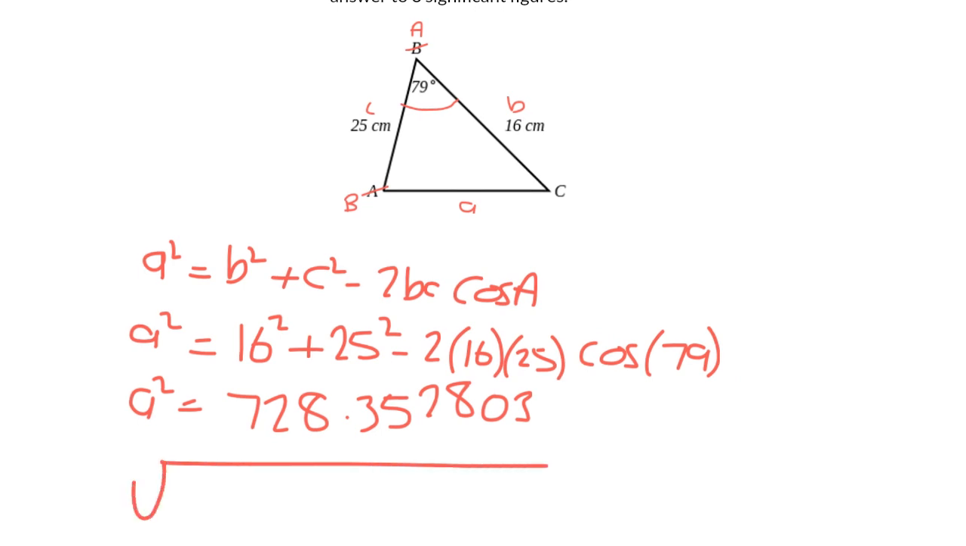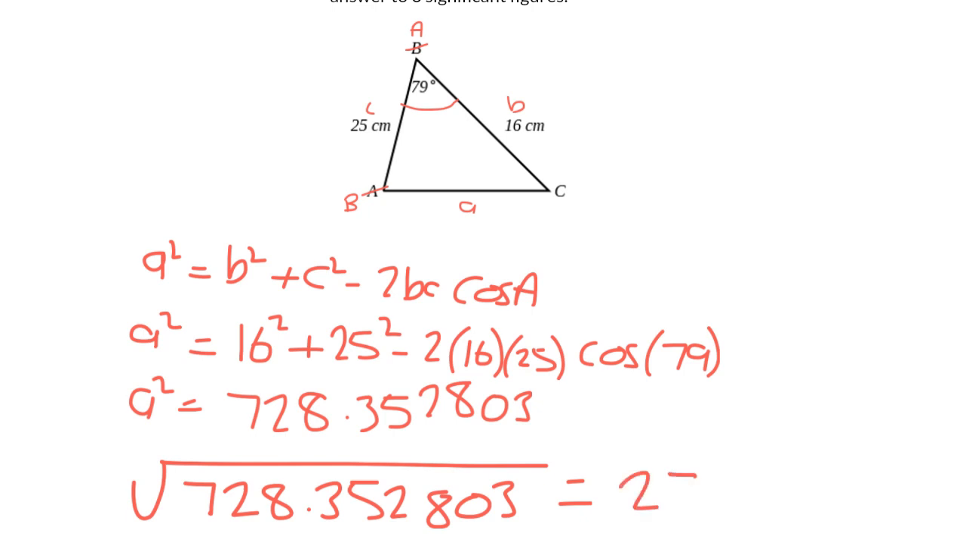Now I've done so many decimal places to keep accuracy. So 728.352803. And so I get 27.0 centimeters to 3 significant figures.